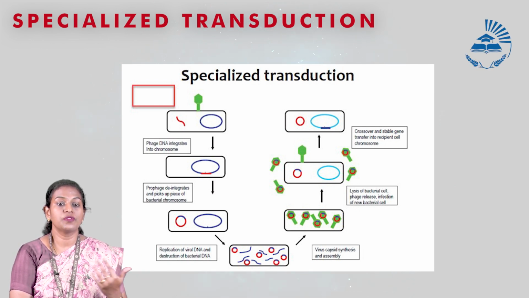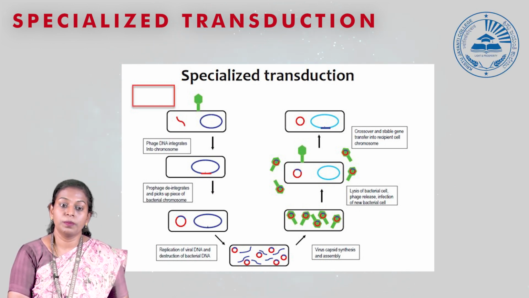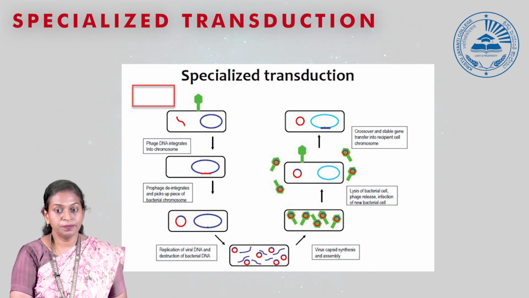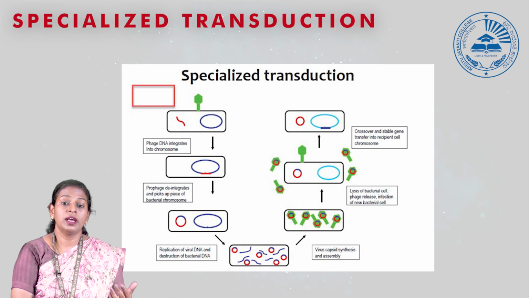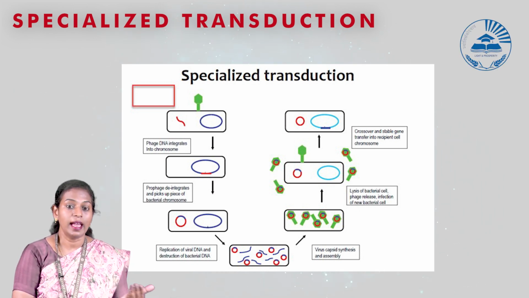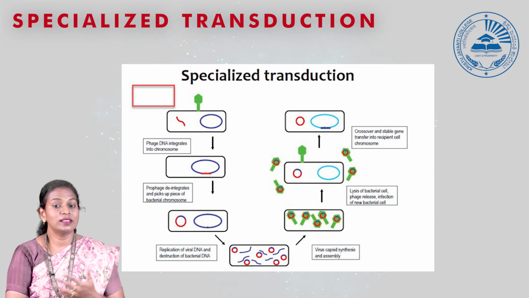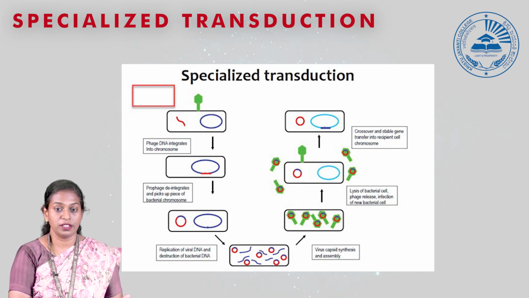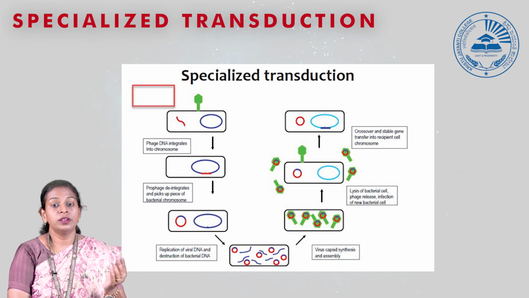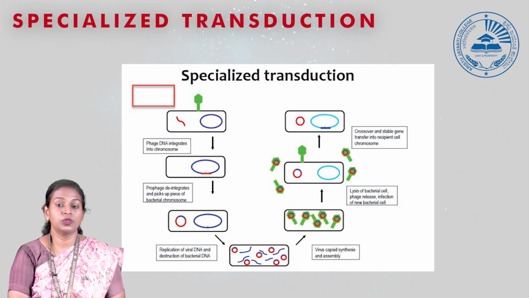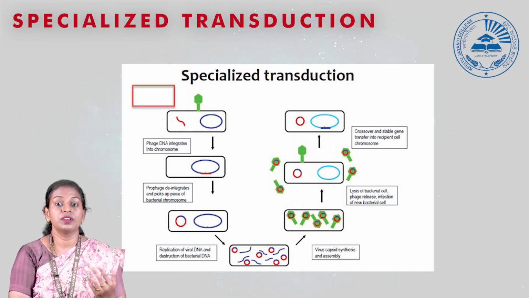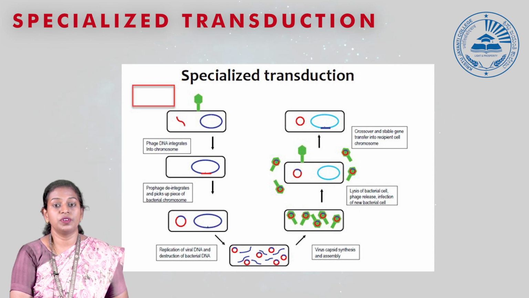And once replication of the viral DNA and destruction of the bacterial DNA takes place, more copies are formed, and during the viral assembly, you can see that the bacteriophage takes up the prophage containing both the donor bacterial DNA and the bacteriophage DNA. Once the cell lyses, it releases the bacteriophages, which go and infect another cell, and from the donor bacterium the prophage is injected into the recipient cell and crossover takes place, and stable gene transfer into the recipient cell chromosome occurs during specialized transduction.